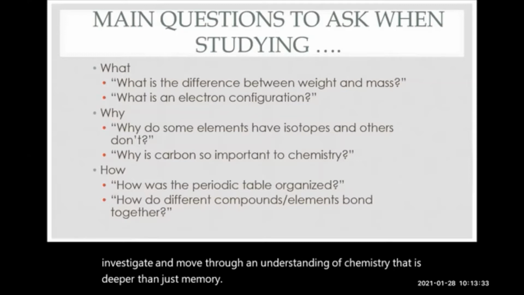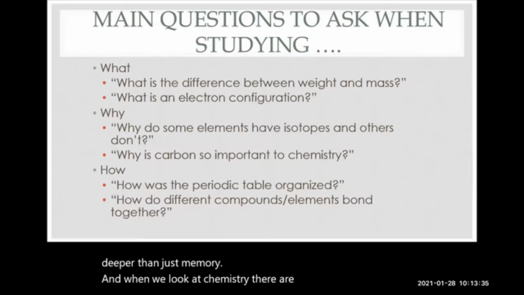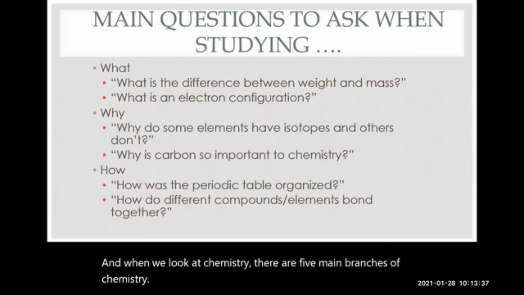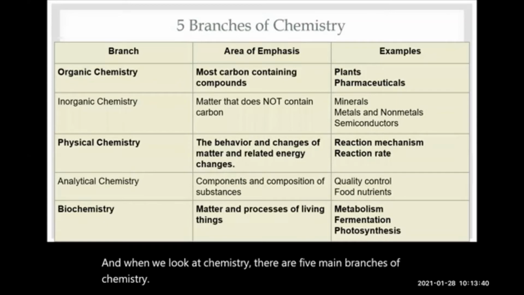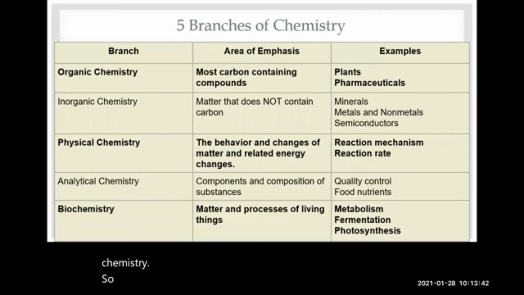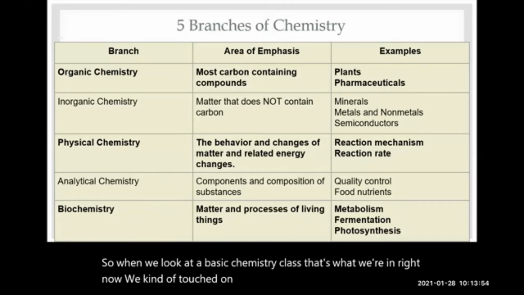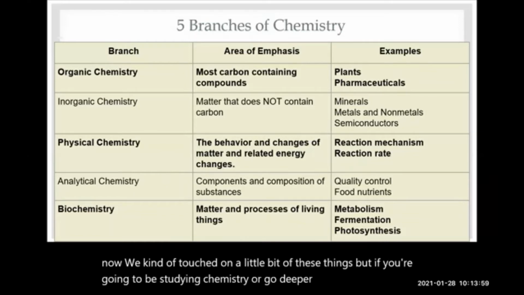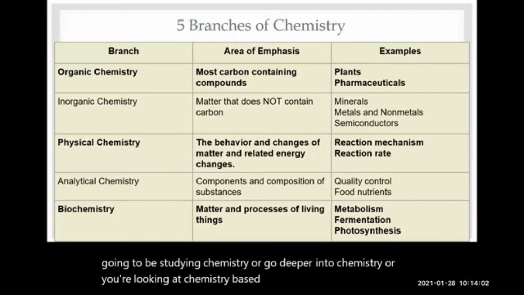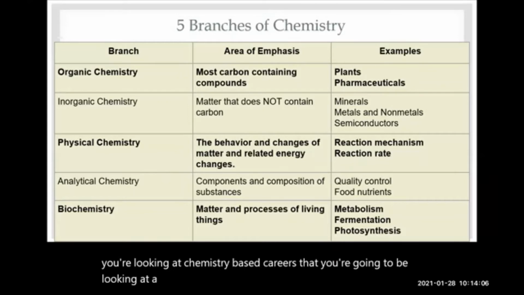And when we look at chemistry, there are five main branches of chemistry. Each branch has an area of emphasis. So in a basic chemistry class, which is what we're in right now, we touch on a little bit of these things. But if you're going to go deeper into chemistry, or you're looking at chemistry-based careers, you're going to be looking at a very specific part of chemistry.